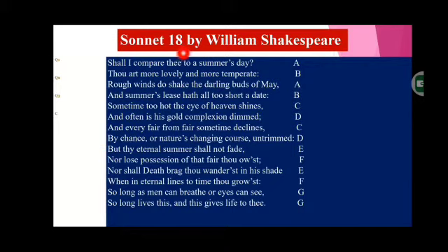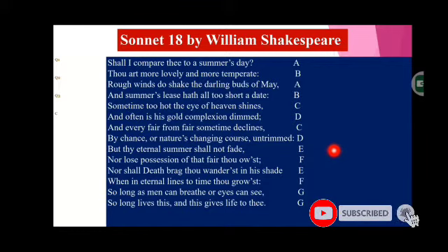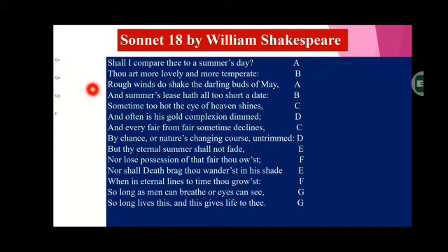And all these lines are written in iambic pentameter. So the number of feet will be 10, and the rhythmic pattern would be iambic: unstressed and stressed, unstressed and stressed. If you want to know what iambic pentameter is, I have already uploaded a video, so you can go and watch. I'll even give a link to iambic pentameter in the description list. So let's discuss this sonnet.